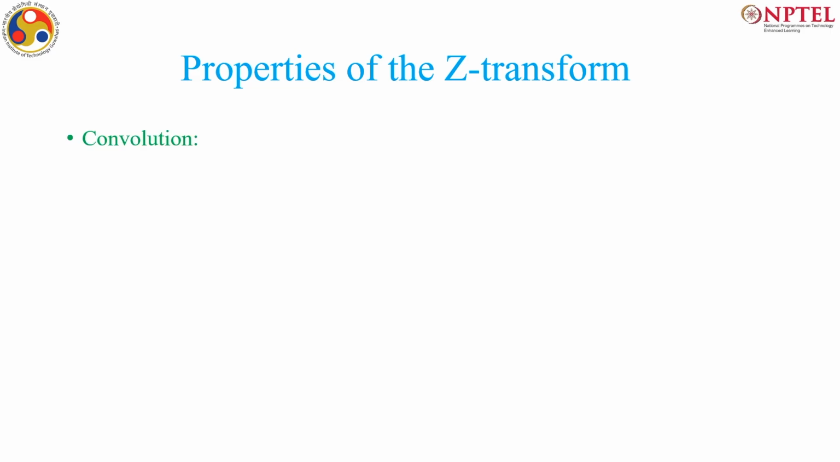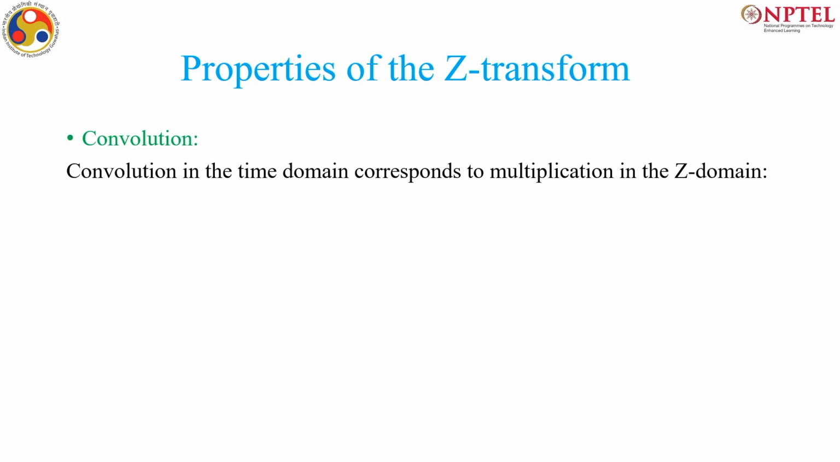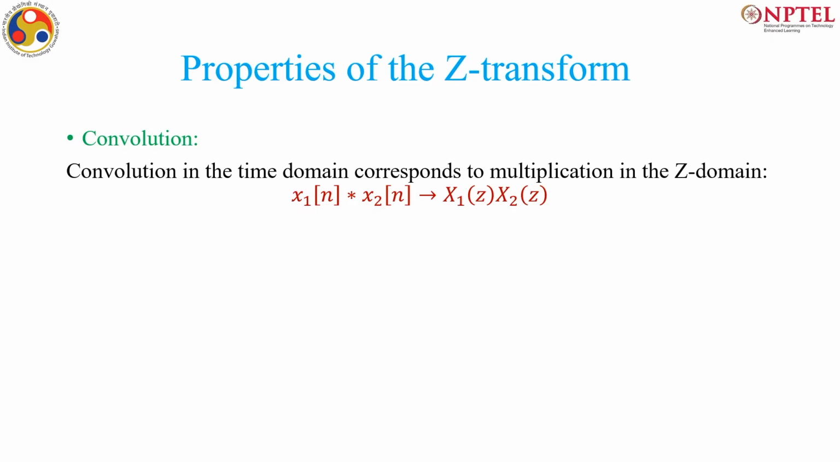So, convolution, and convolution-multiplication is a very well known property for most of the transforms. So, the only thing is that you have to remember when you have to use the circular convolution and linear convolution. So, here if we do linear convolution in the time domain, it is equivalent to multiplication in the z domain.